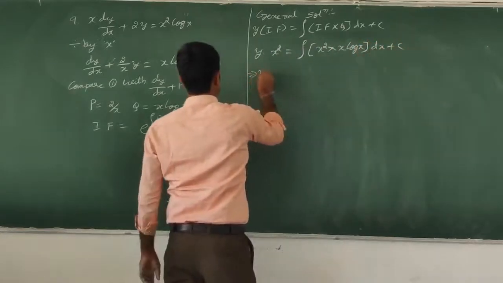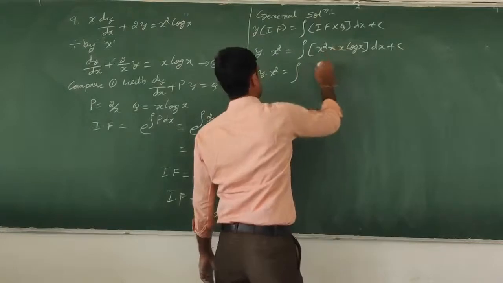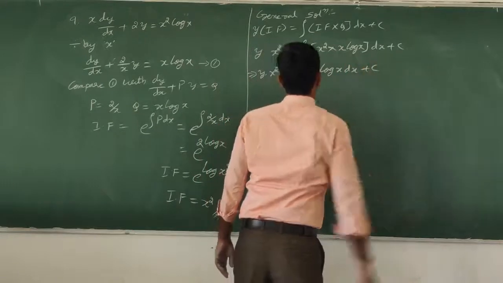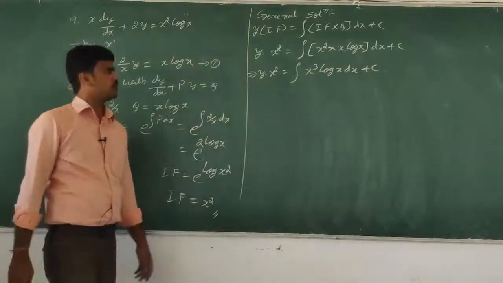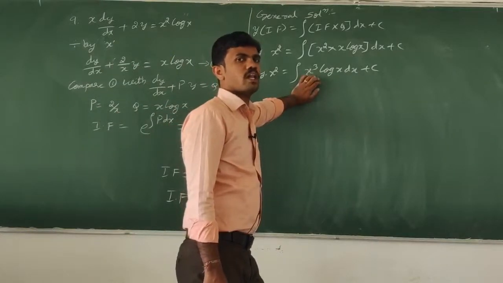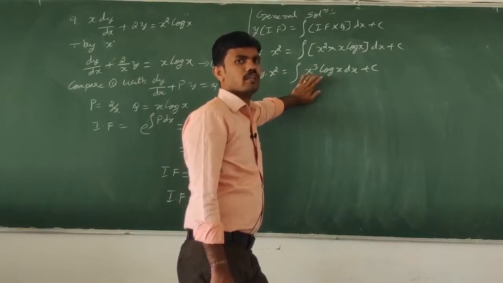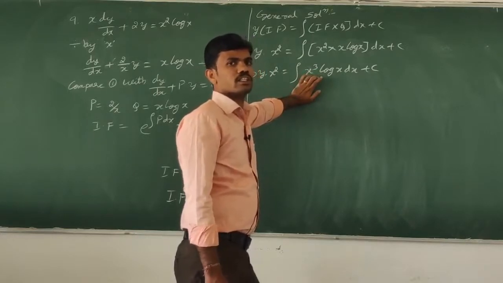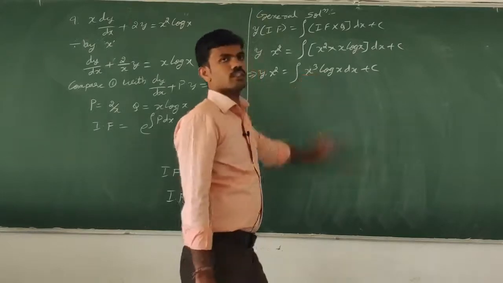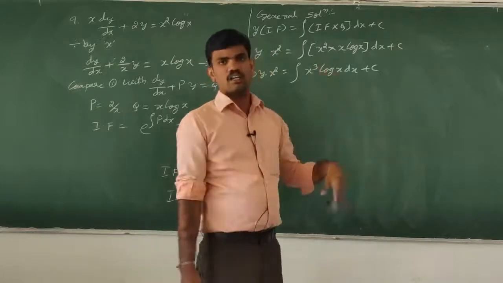So then y into x square is equal to integration of x square into x is x cube, so that is x cube log x into dx plus c. Now to evaluate this we have to use the formula. x cube is one function, log x is another function, that is a product of two functions ಇದೆ. So to evaluate the integral of a product of two functions we have to use integration by parts. So by using first function ಏನು ತಗೊಳ್ತೀರಾ, u is equal to isolate I inverse trigonometric function ಇದೆಯಾ ಇಲ್ಲ, logarithmic function ಇದೆ yes ಇದೆ.